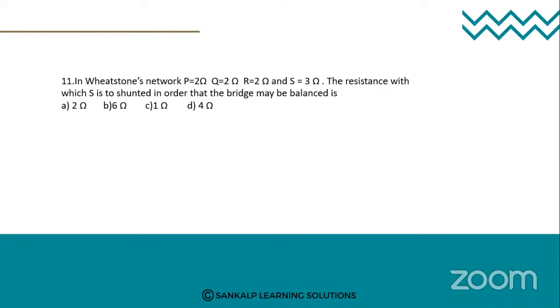See, here it is based on the Wheatstone network. In the Wheatstone network, P is equal to 2 ohm, Q is equal to 2 ohm, R is equal to 2 ohm, S is equal to 3 ohm. The resistance with which S is to be shunted in order that the bridge may be balanced. So here, you need to imagine the Wheatstone network. You can take it as R1, R2, R3, R4, or you can take it as PQRS also. However you have learned in your college, you can take that.